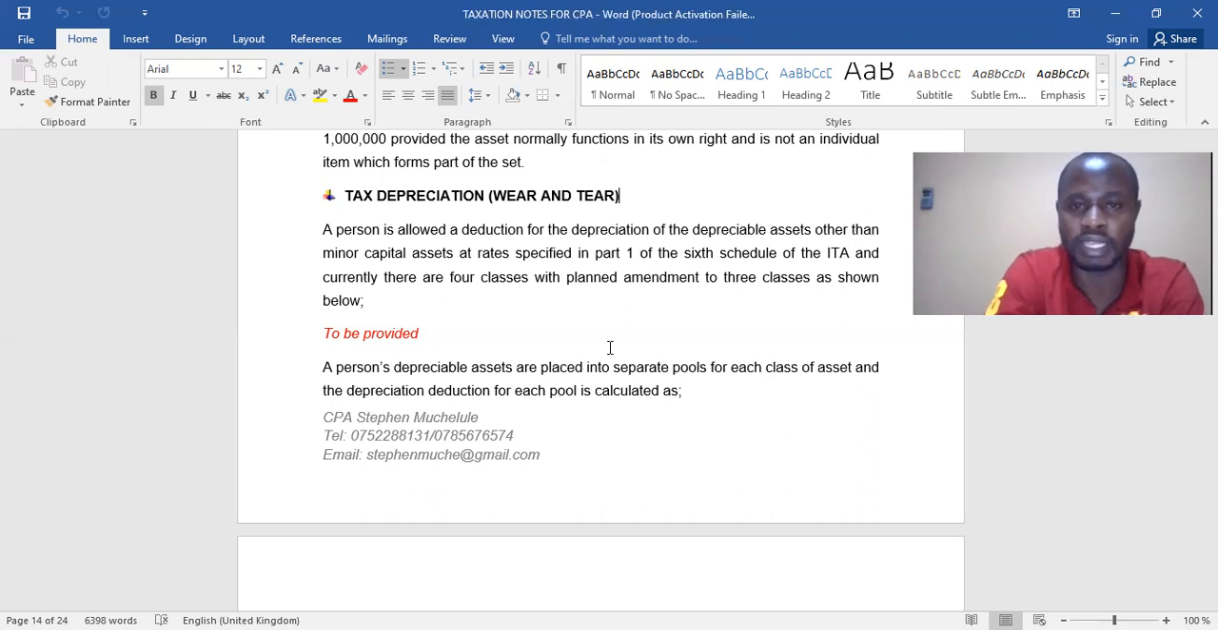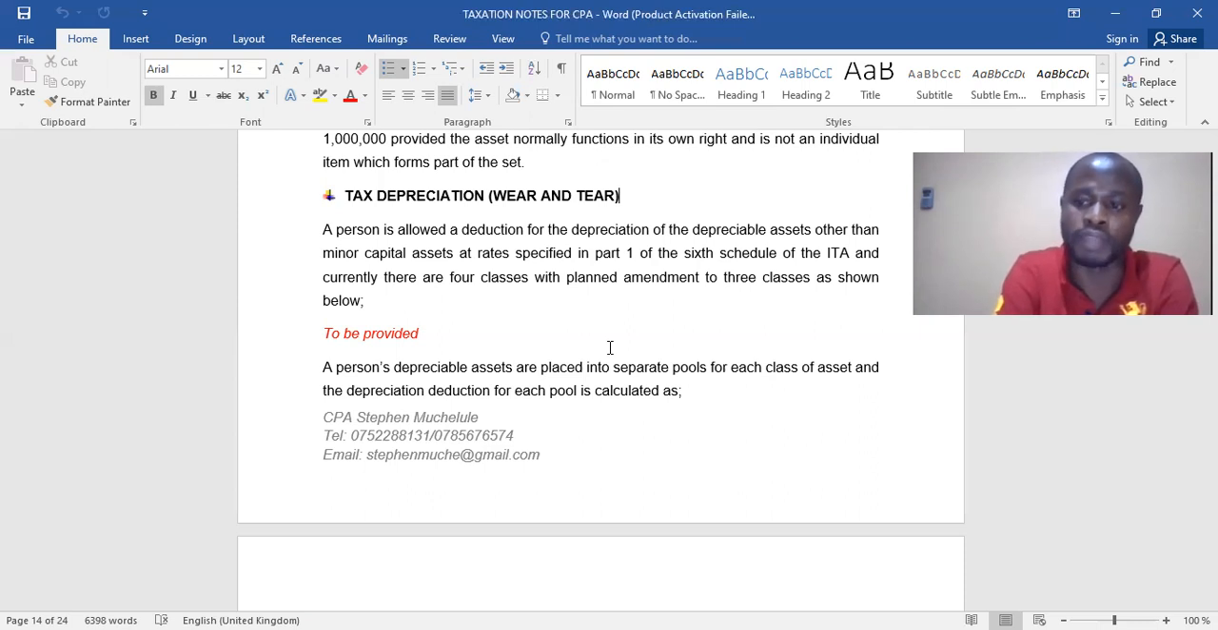Class 1 will be 40%, class 2 will be 30%, class 3 will be 20%. Now all automobiles will be in class 3 at 20%. All the vehicles in the old class 2 are pushed to the last class, at the rate of 20%. So the current schedule has 3 classes as opposed to 4. Even the manager's vehicle, all of them are in class 3, which is 20%.